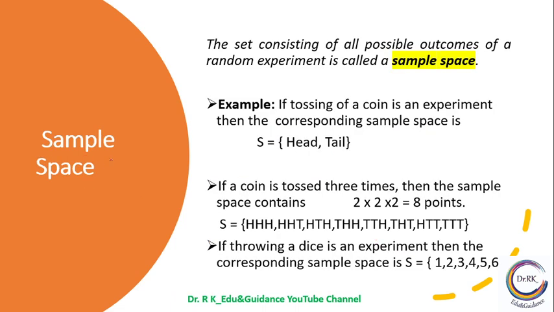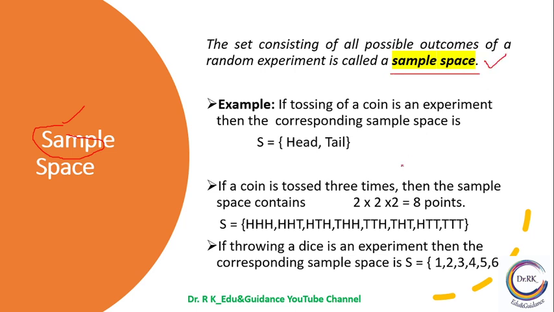So next is sample space. What is this sample space? Whenever we take a random experiment, as discussed just now, there are all possible outcomes, any one of the possible outcomes. Suppose we take a random experiment and list out all possible outcomes, and put them in set form, then it is called the sample space.